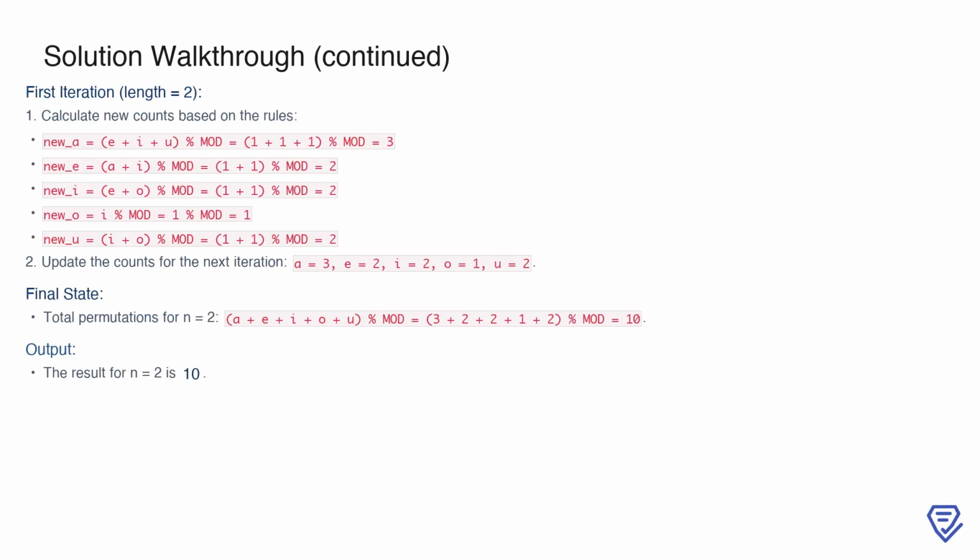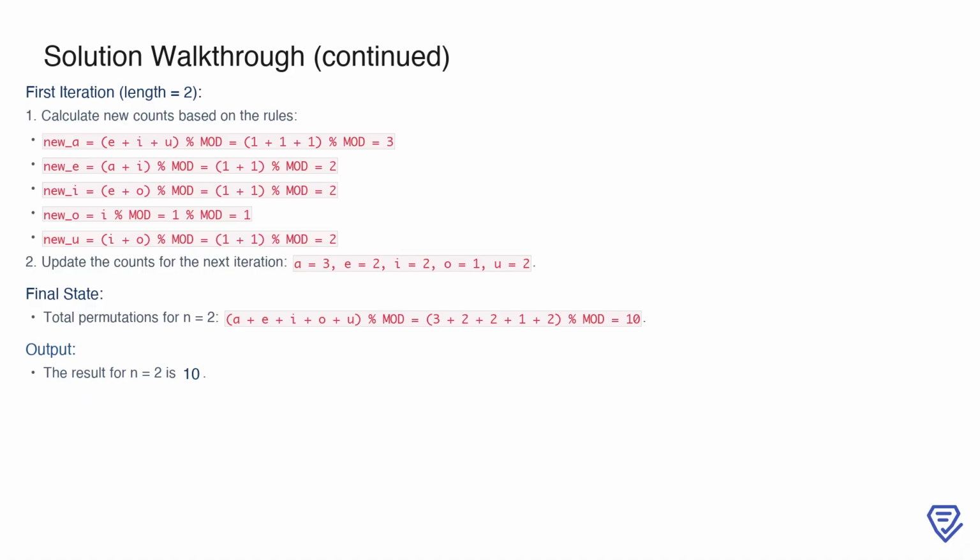When calculating the permutations for strings of length 2, we use the given rules to determine how the vowels can transition. Starting with the initial counts of 1 for each vowel, we compute the new counts. new_a is the sum of e, i, and u, giving us 3. new_e is the sum of a and i, which equals 2. new_i is the sum of e and o, also resulting in 2. new_o is simply i, so it remains 1. Finally, new_u is the sum of i and o, giving 2.